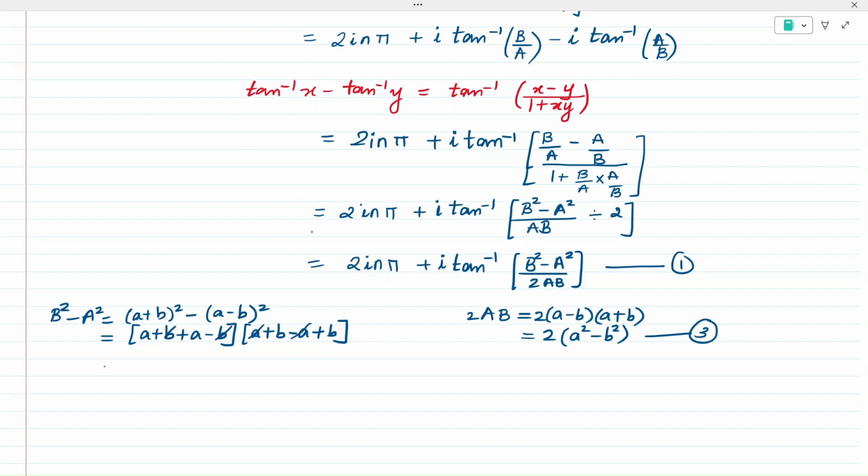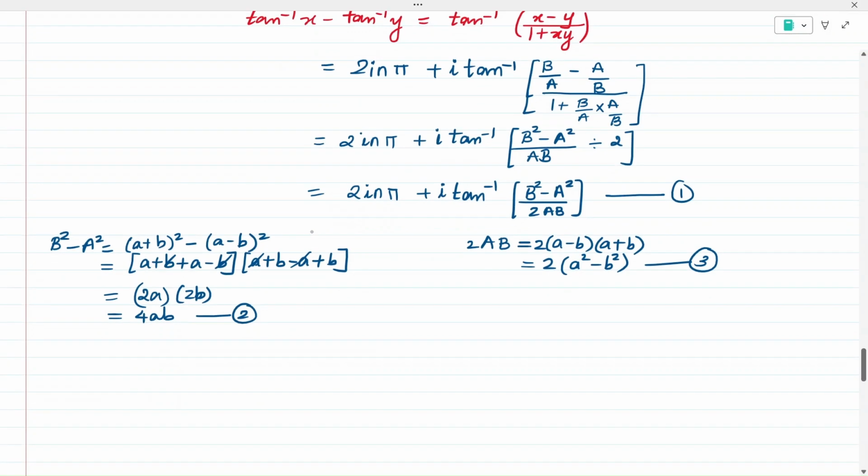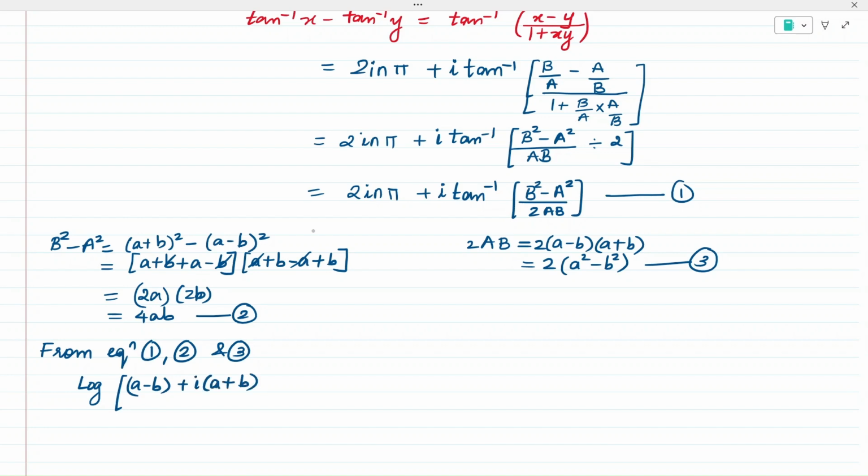Okay, b will become positive because of negative sign. So I'm left with 2a into 2b, which becomes 4ab here. इसको equation 2 लेंगे. Okay, and let's combine equation number 1, 2 and 3. So from equation number 1, 2 and 3, you will get log of a minus b plus I times a plus b divided by a plus b plus I times a minus b.